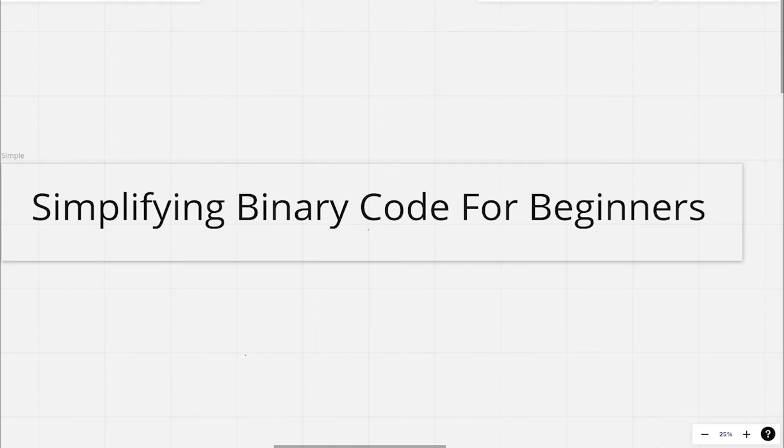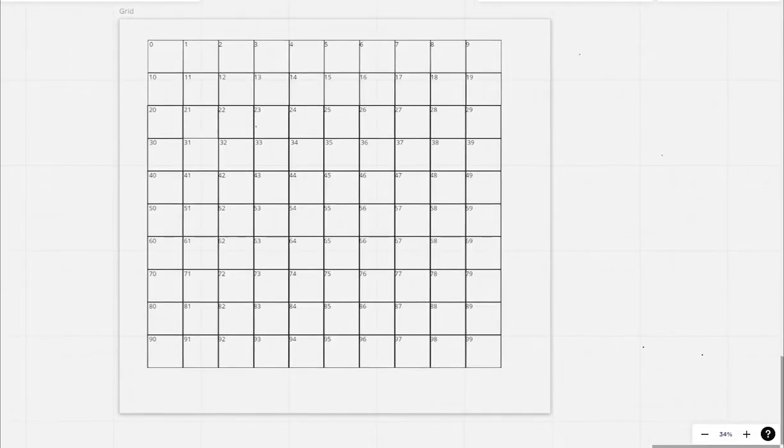We are now at part 3 of the tutorial series, Simplifying Binary Code for Beginners. Now, before we execute any code, we have to create variables. Variables, like I said, are the lifeblood of every programming language, and those variables have to be stored in memory.